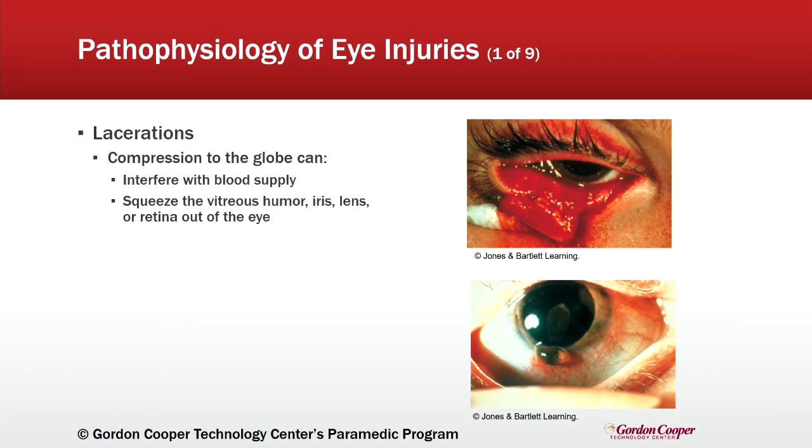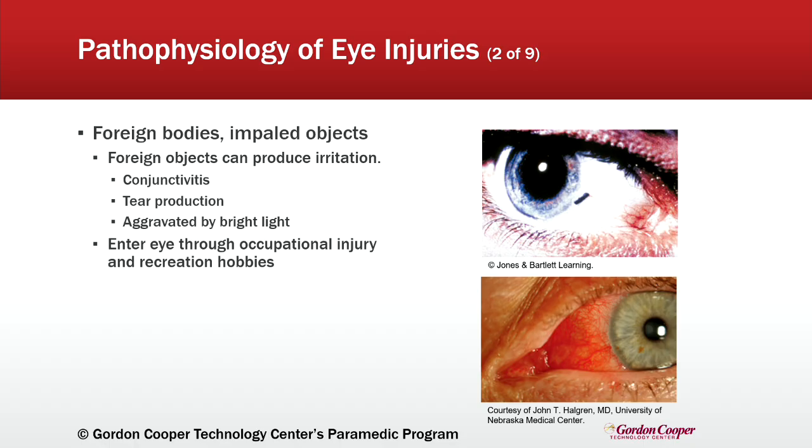All right, so let's take a look at eye injuries. Compression to the eye from lacerations, foreign bodies, or impaled objects can interfere with the blood supply and cause a loss of vision. This pressure can also squeeze the vitreous humor, iris, lens, or retina out of the eye, causing irreparable damage. Foreign objects on the surface of the eye can cause severe irritation, leading to conjunctivitis, where the conjunctiva becomes red and inflamed. The eye attempts to flush out the object by producing tears. Corneal abrasions can also result from superficial trauma to the cornea or an object being stuck in the eye.